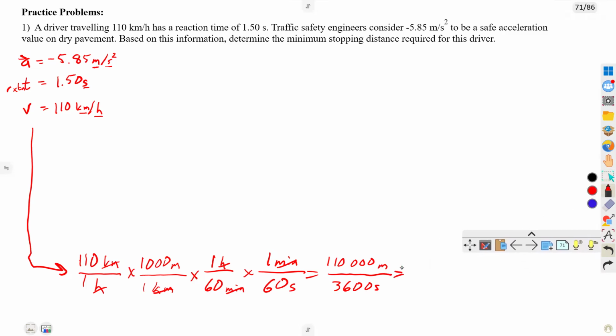Now, when I do this on my calculator, 3,000 divided by 3,600 is 30.5 repeating meters per second. Now, store that in your memory.